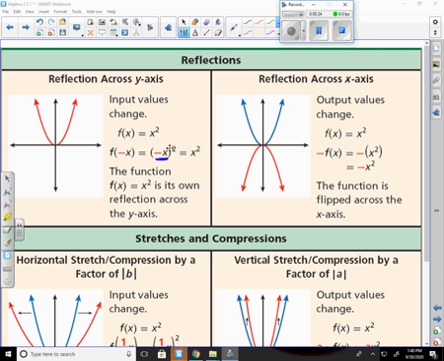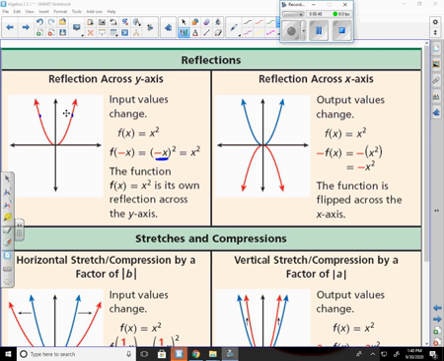Now the funny thing with this one is, if we take the square of any negative, it makes it positive again, so it's indistinguishable from the first one. Meaning, if it reflects across the y-axis, this side flips to this side, and it looks exactly the same. So the function f of x equals x squared is its own reflection across the y-axis.